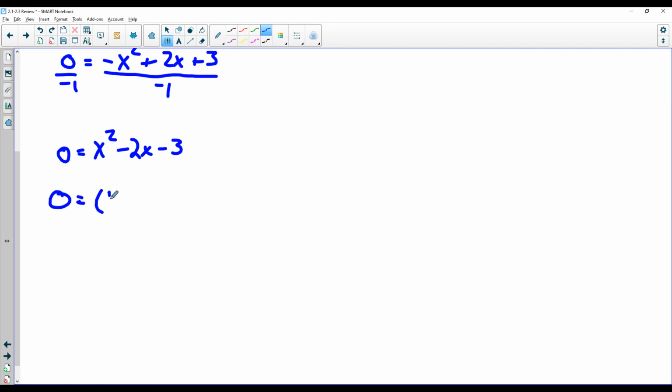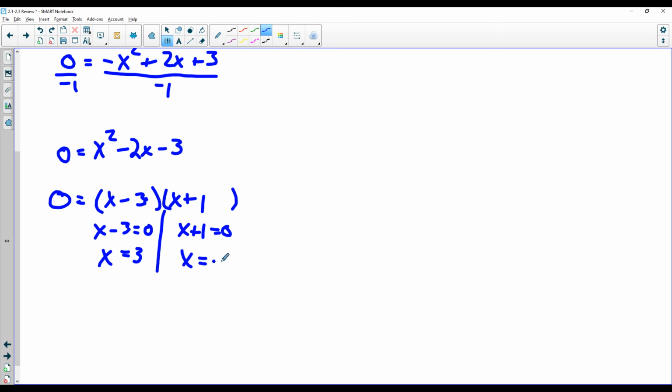But as I said, I'm going to go through this one kind of fast because it is just review. Two things that multiplied to negative 3 that add to negative 2 is going to be minus 3 and positive 1. Then we have x minus 3 equals 0, x plus 1 equals 0. So x, add that 3 over, x is going to equal 3. Subtract that 1 over, x is going to be negative 1. But these are really points, (3, 0) and (negative 1, 0).